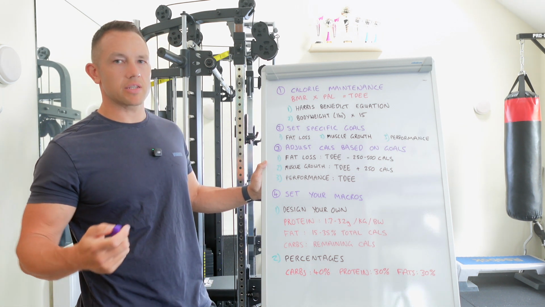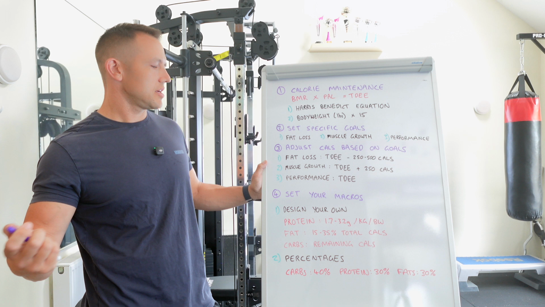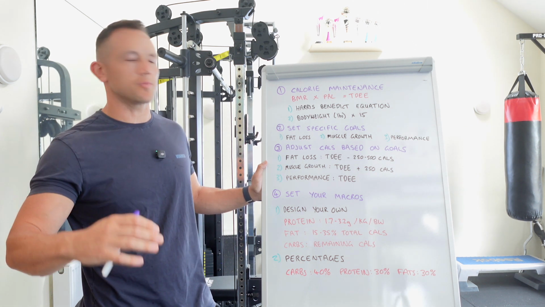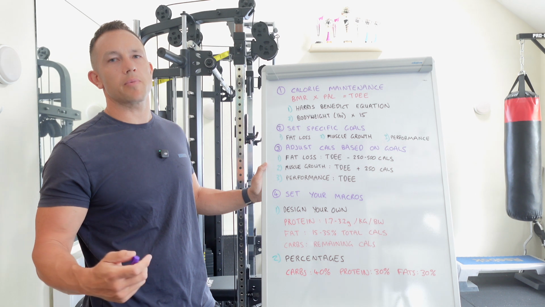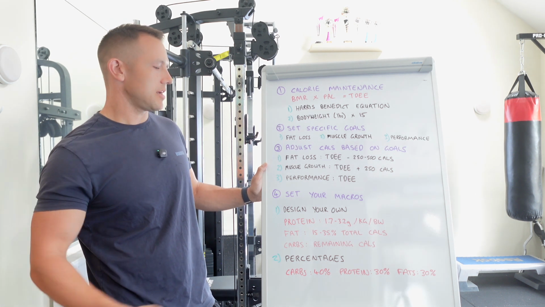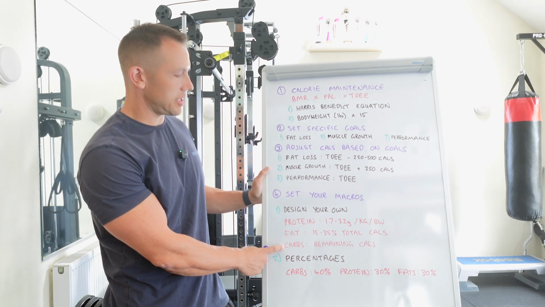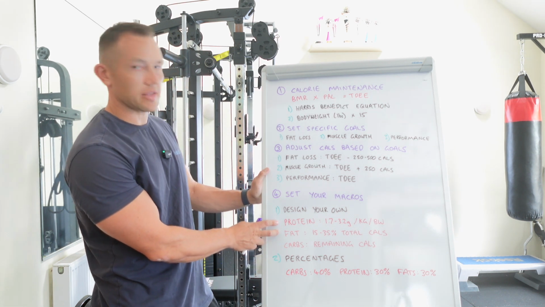I would say you never really need to go above 35%. This also varies on people on their preference of whether they like carbs or fats more. So for me, I generally start people around 25 to 30%. And then again, you can go from there. Carbs will be the remaining calories that you have left after you've worked out these two numbers.